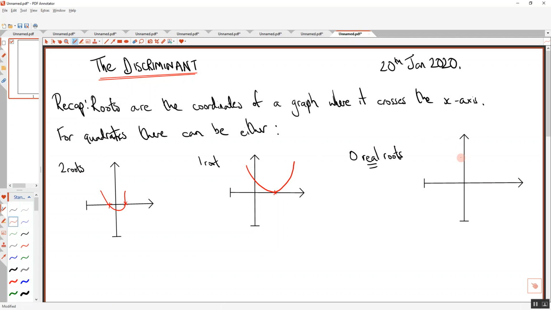All right, so 0 real roots, that means it crosses the x-axis. How many times, Frankie? 0 times. 0 times, so it's going to look like that, okay? Does not cross the x-axis. Those are our only options for quadratics, okay? You either have 0 roots, 1 root, 2 roots.